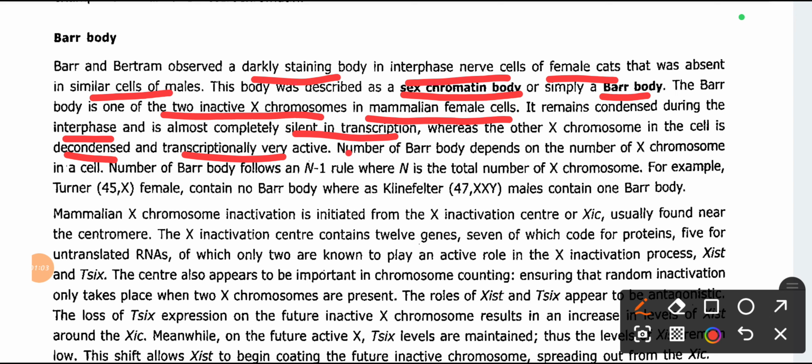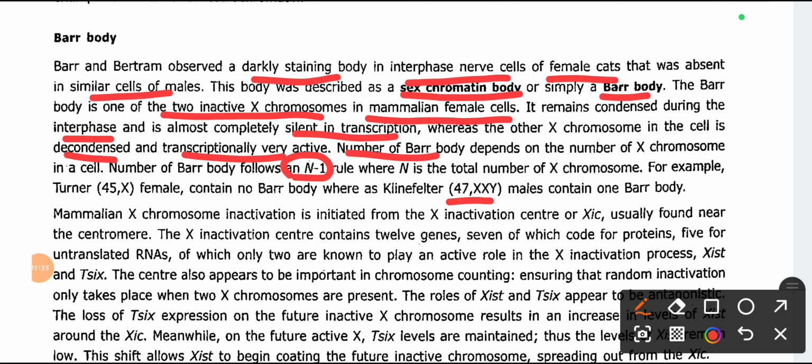The number of Barr bodies present in a female organism depends on the number of X chromosomes in a cell. The n minus 1 rule is followed, where n is the number of X chromosomes. For example, Turner syndrome, which has only one X, has no Barr body, whereas Klinefelter males have two X and one Y chromosome, and here there is one Barr body.